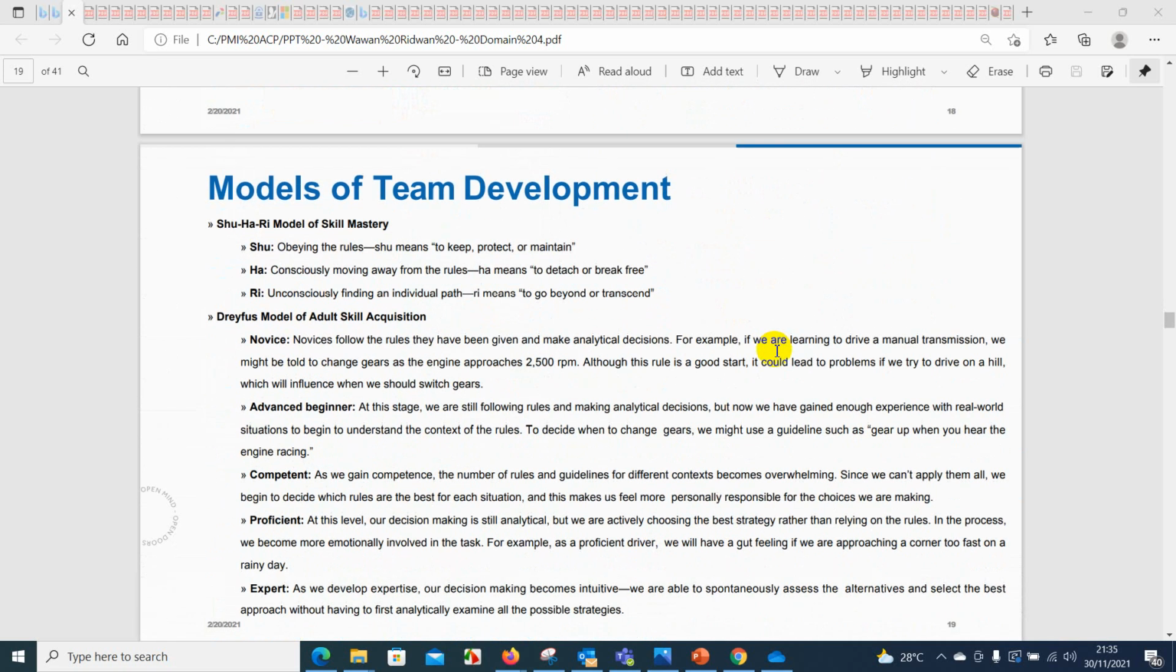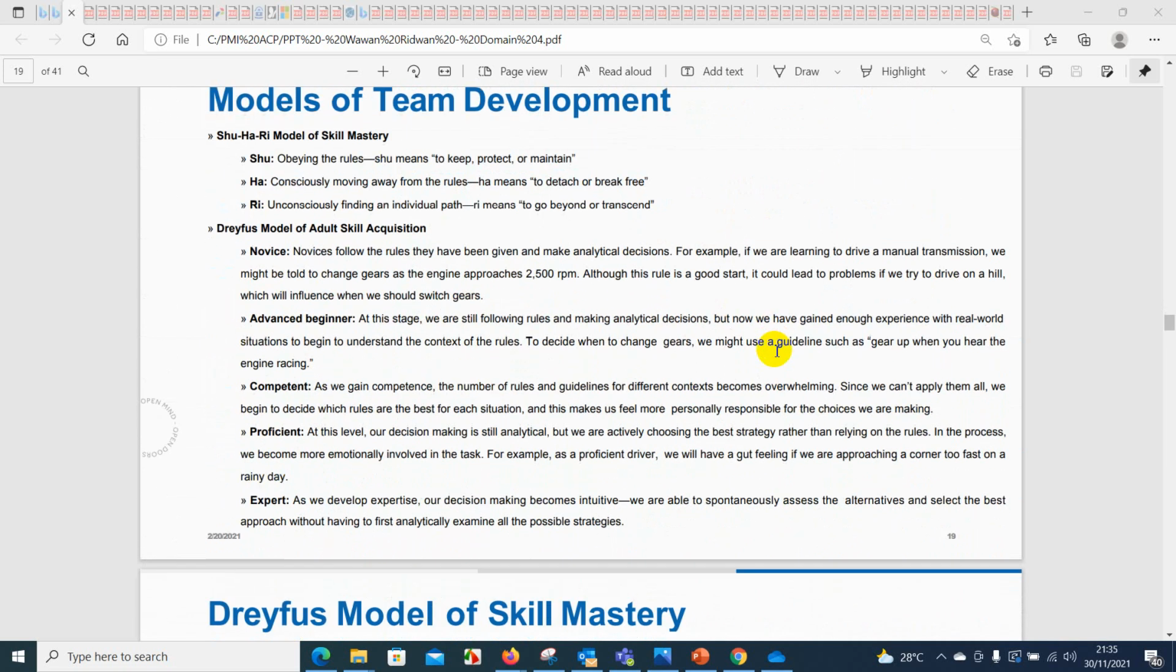Okay, model of team development. The Shu-Ha-Ri model of skill mastery. Shu: obeying the rules. Shu means to keep, protect, or maintain. Ha: consciously moving away from the rules. Ha means to detach or break free. Okay, Ri: unconsciously finding an individual path. Ri means to go beyond or transcend.